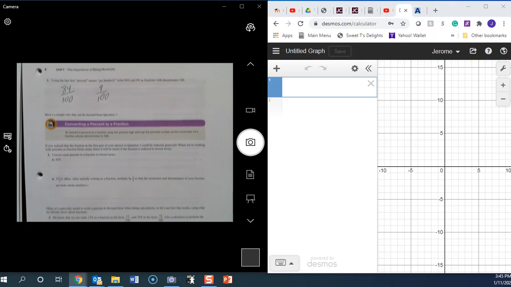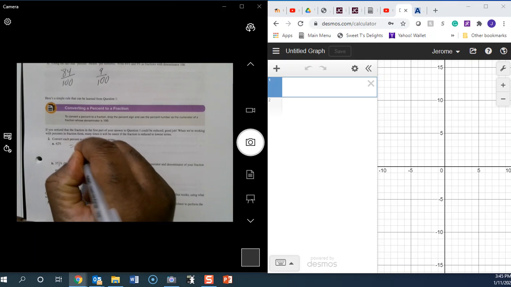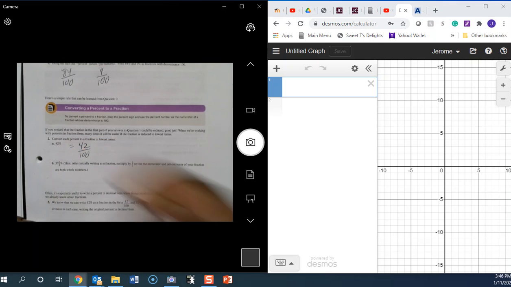Now it says here, if you notice that the fraction in the first part of your answer to question 1 could be reduced, good job. When we're working with percents in fraction form, many times it will be easier if the fraction is reduced to lowest terms. So now we have 42%, which will give us 42 over 100.